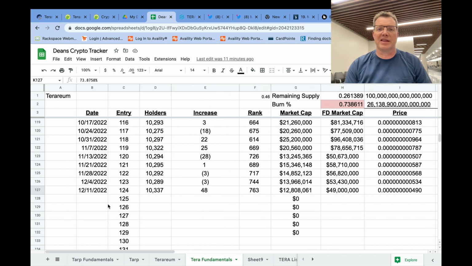So today is December the 11th. You can see the holder count for Terareum now 10,337. That's an increase of 48 from last week. Now, that's the first time we've seen an increase in quite a while. And again, my suspicion is that the excitement is growing as we get closer to a launch date for the Terareum Exchange and the developers leaking or giving us a glimpse of what the exchange looks like.